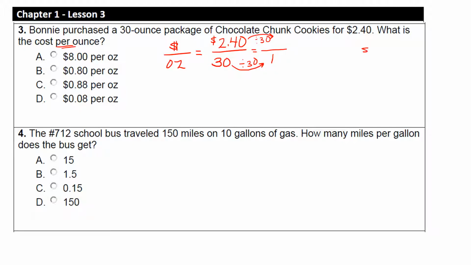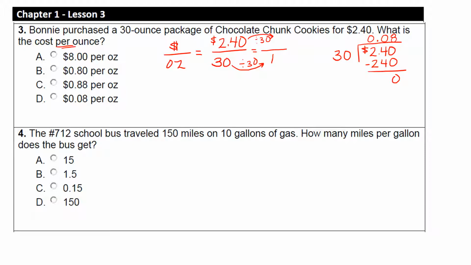So you can have $2.40 divided by 30. 30 is not able to divide 2. Add your decimal point. It is not able to divide 24. It can divide 240 eight times. 8 multiplied by 30 is 240. When you subtract, you have nothing left over.